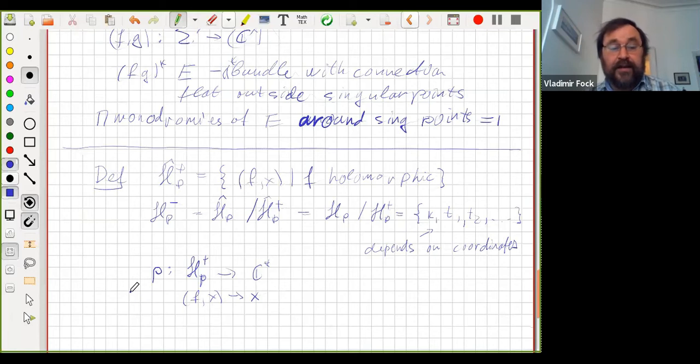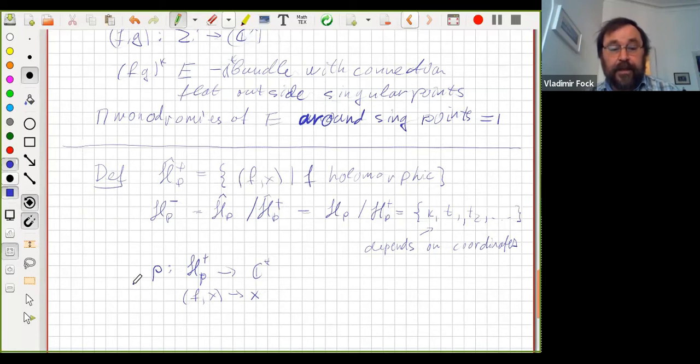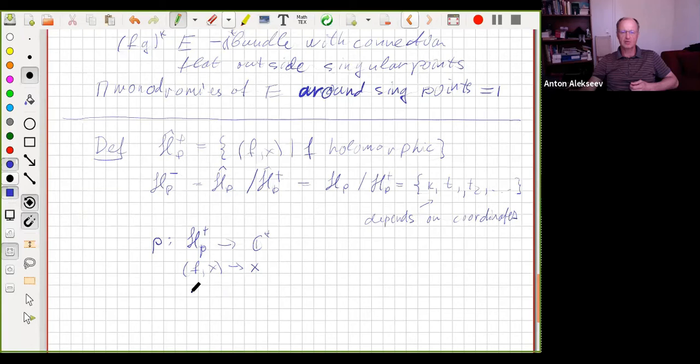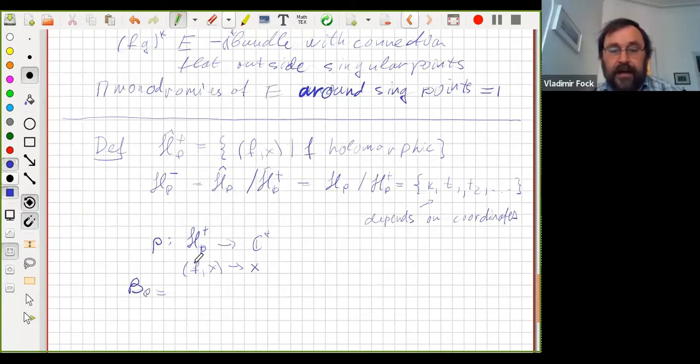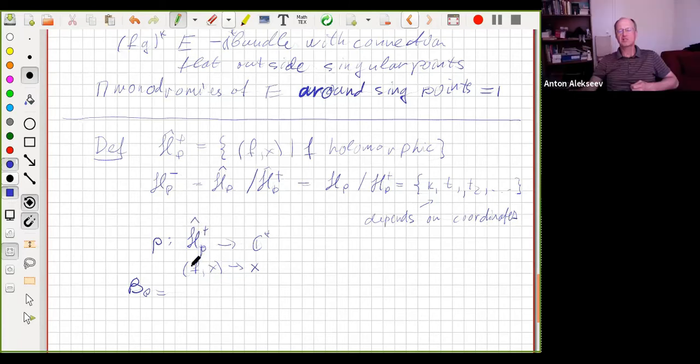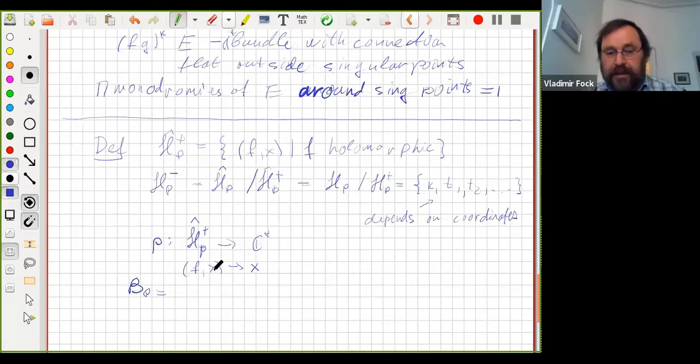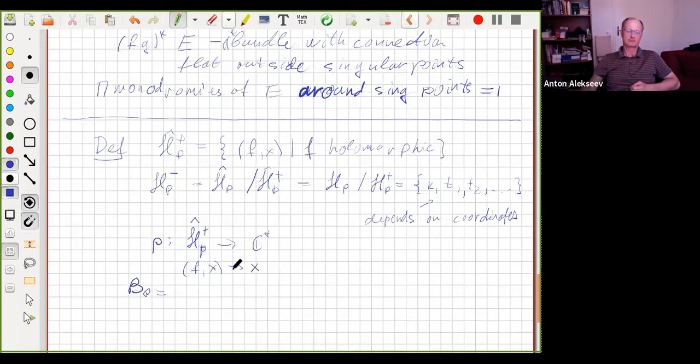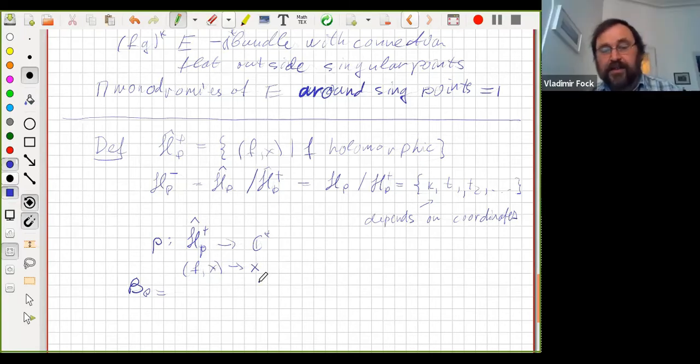And then let's define BP. I forgot, what is X? X is the central part of the element of HP plus, the central element. The function goes to 1 and the central part goes to itself. It's just the most naive representation one can imagine.